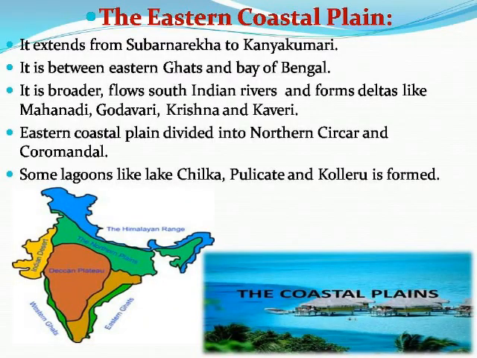Now the eastern coastal plain on the eastern side. It extends from Subarnarekha to Kanyakumari. It is between Eastern Ghats and Bay of Bengal. It is broader, has South Indian rivers and forms deltas like Mahanadi, Godavari, Krishna and Kaveri. Eastern coastal plain is divided into Northern Circars and Coromandel. Some lagoons like Lake Chilka, Pulicat and Kolleru are formed.